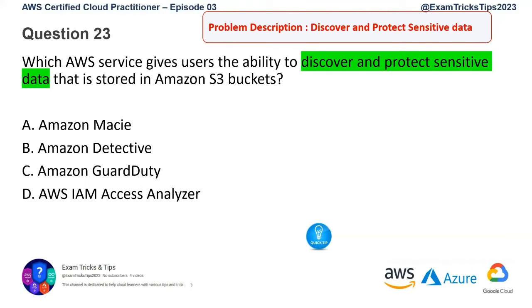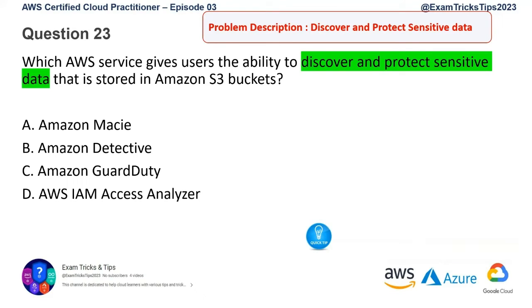Amazon Macie. The purpose of Amazon Macie is to discover and protect sensitive data. It's a security service that uses machine learning and pattern matching to discover the data and then protect the sensitive data. Macie helps you identify and classify sensitive data as well, such as PII, personally identifiable information, financial data, and intellectual property. It also provides dashboards and alerts that give you visibility into how this data is being accessed or moved.